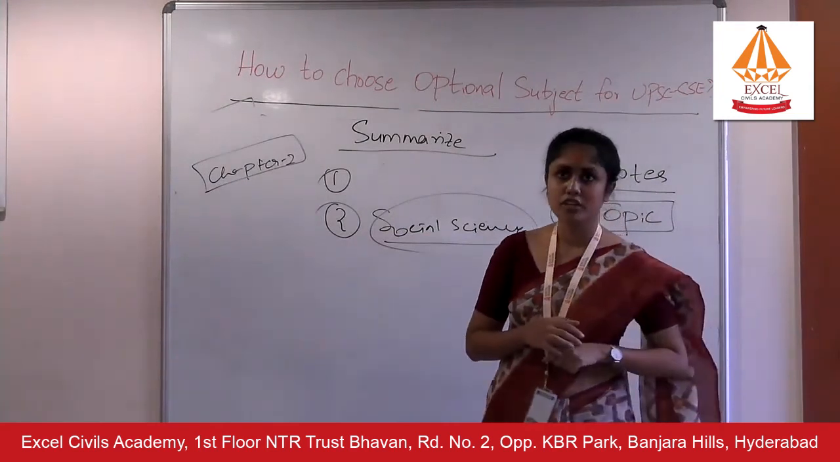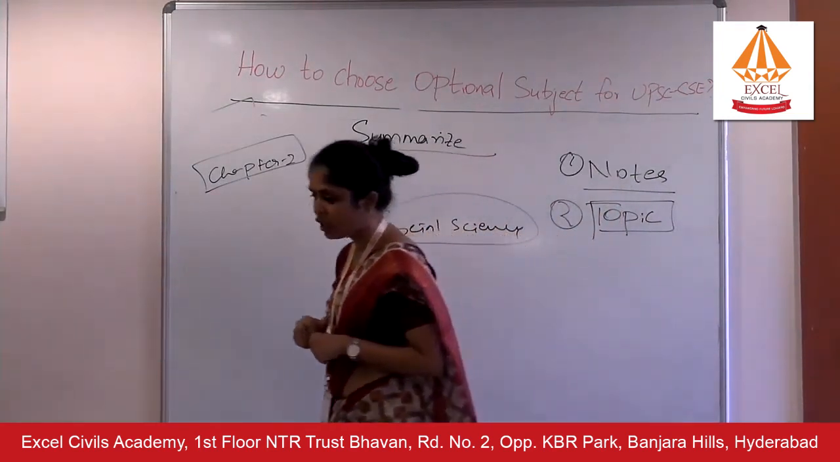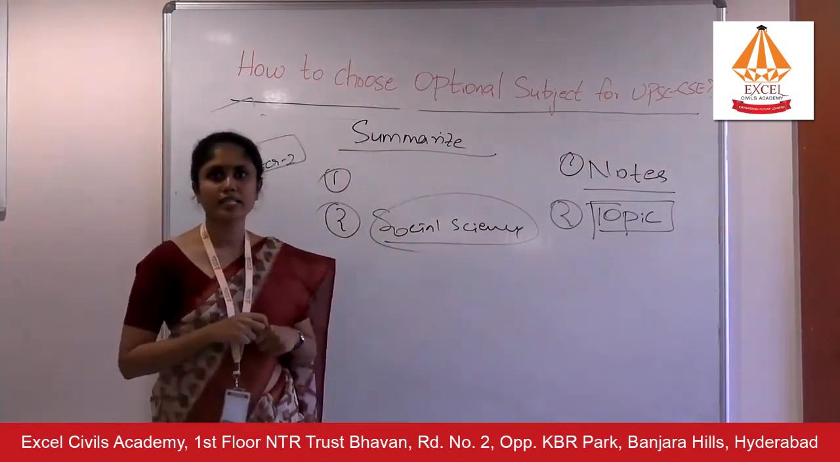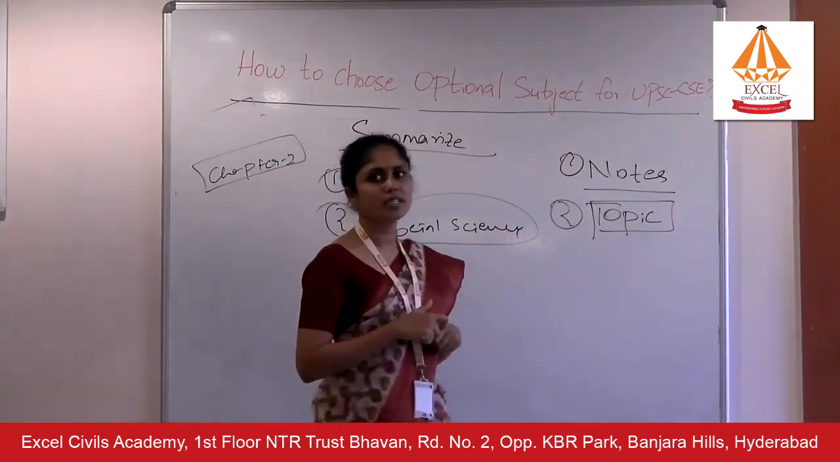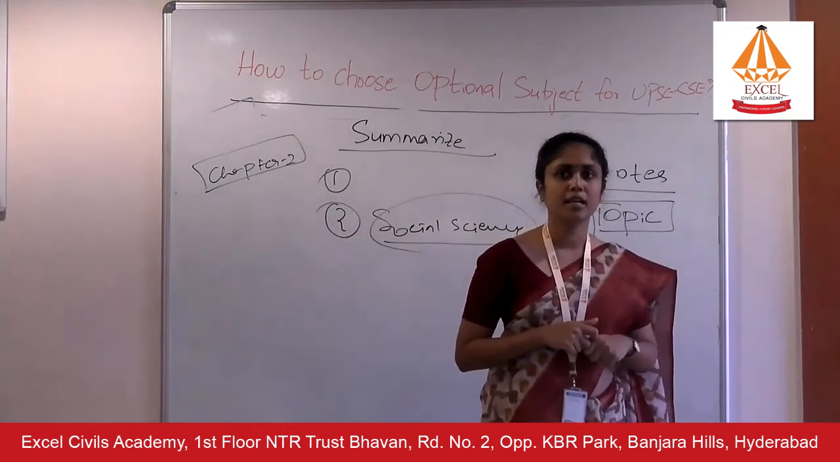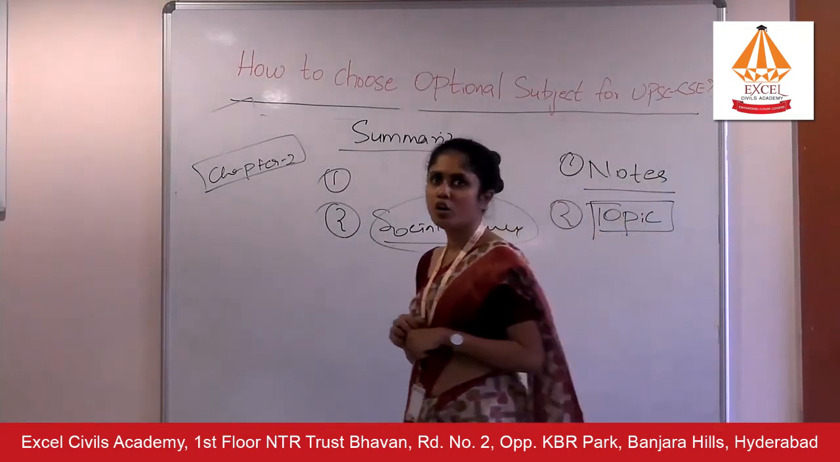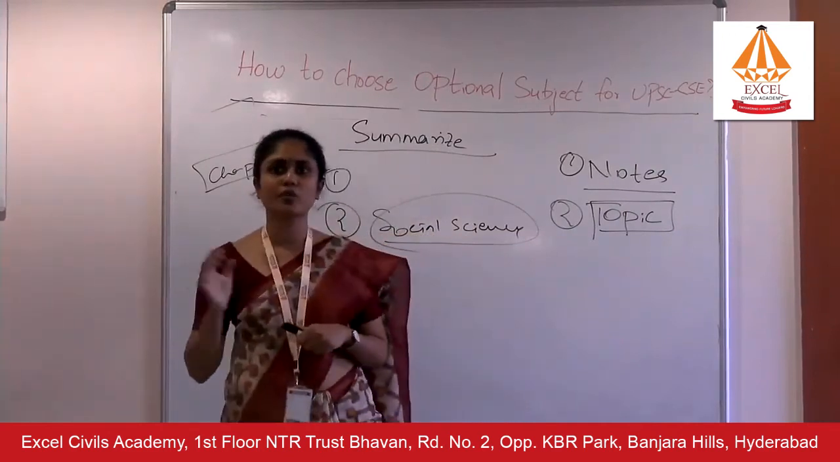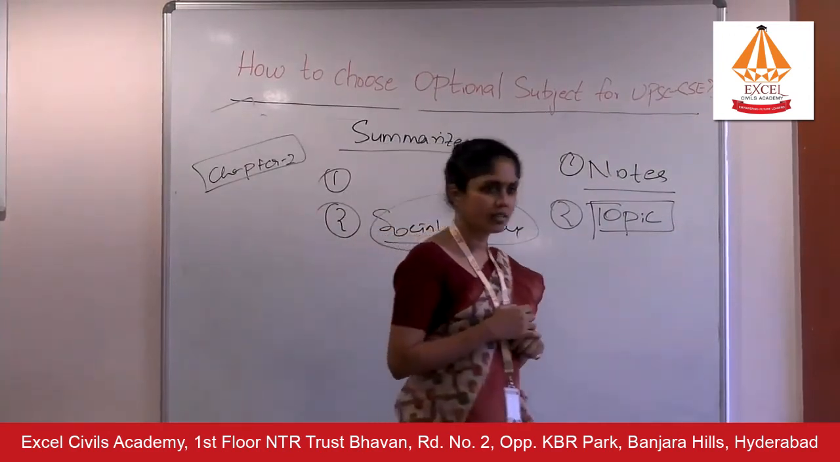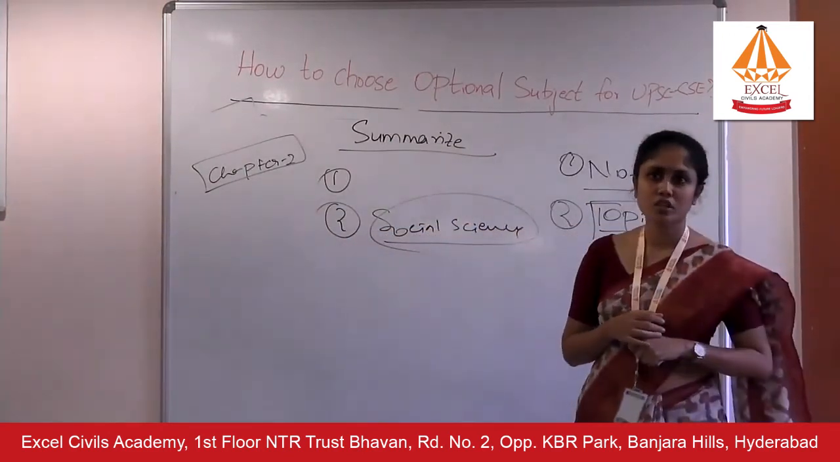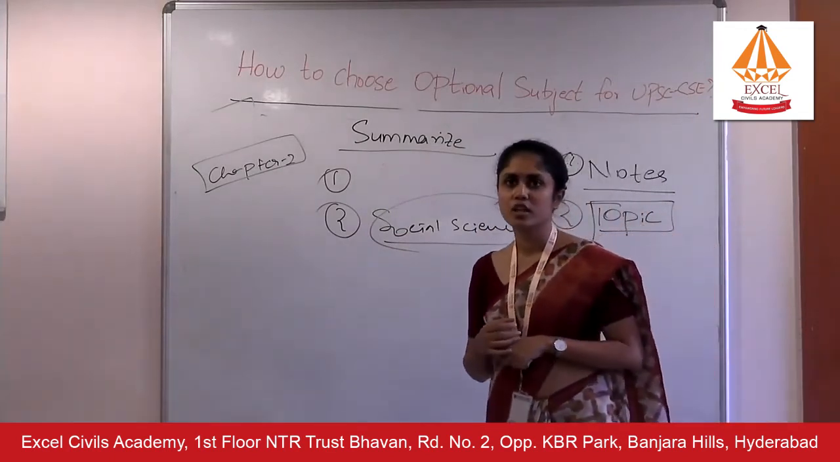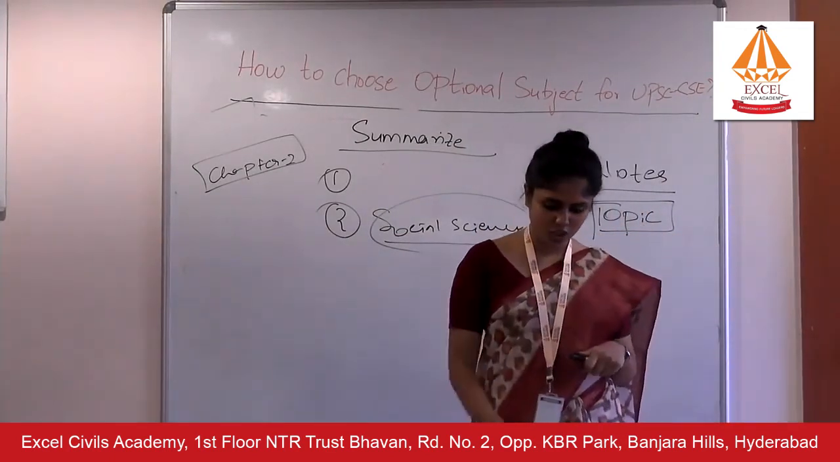Now, the time generally it takes for covering any optional syllabus, if you're preparing consistently, generally optional subjects take at least 4 to 6 months to finish your first round of preparation. It generally takes 4 to 6 months, whether it is political science or public administration or anthropology. It generally takes 4 to 6 months to finish your optional subject.